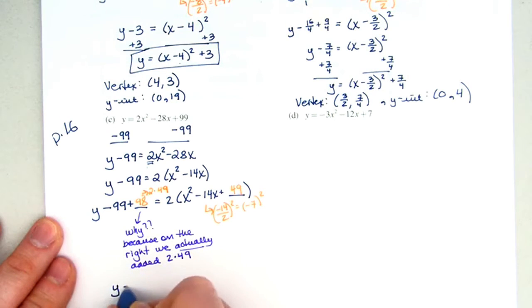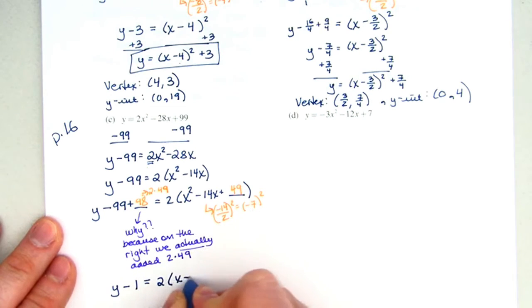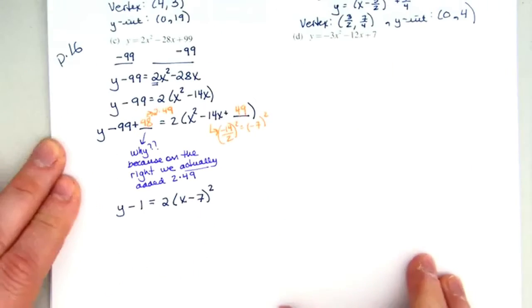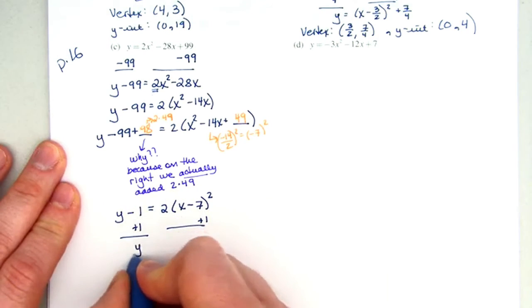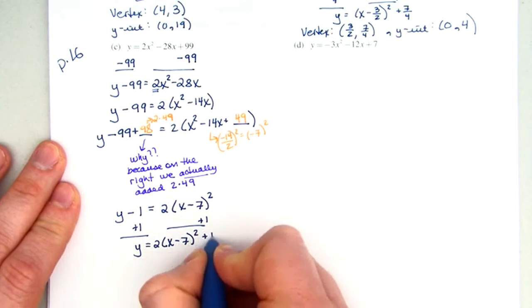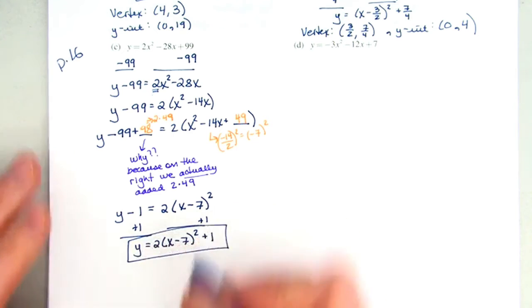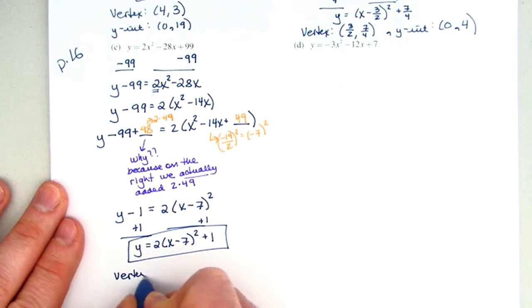On the left, I'm going to get y minus 1, and on the right, I'm going to factor that thing. Okay, half my middle number before squaring was negative 7, so I'm going to get x minus 7 in parentheses squared. I'm going to add 1 to both sides, plus 1 plus 1. Y is going to equal 2 times x minus 7 squared plus 1. That is my parabola in vertex form. I can now look at this and see that this parabola was moved right 7 up 1. So my vertex is 7 comma 1.